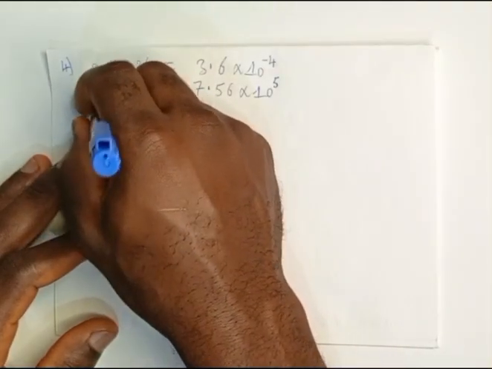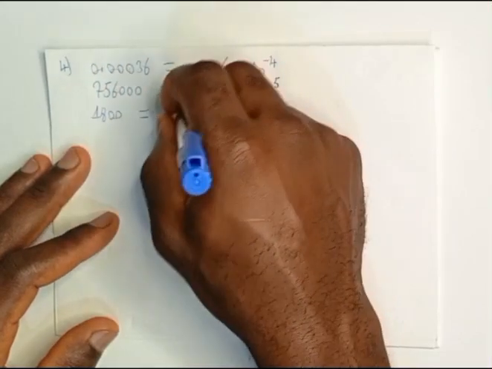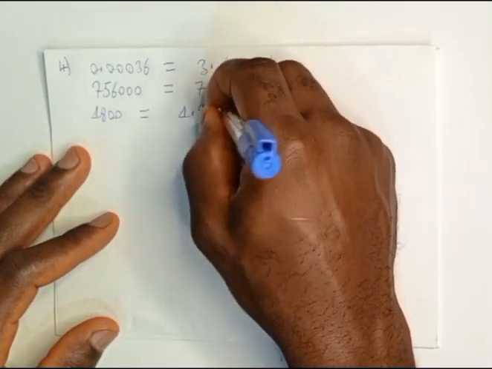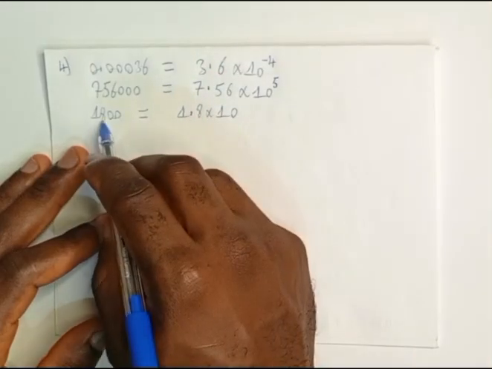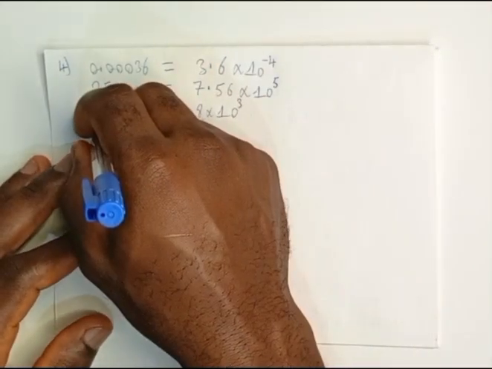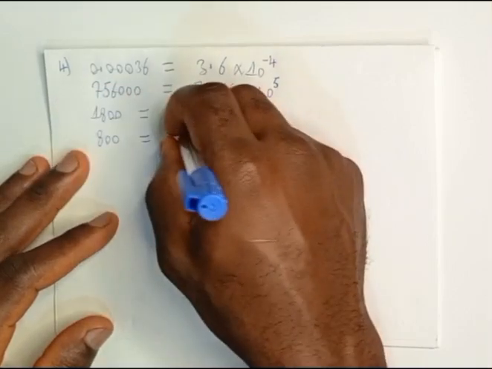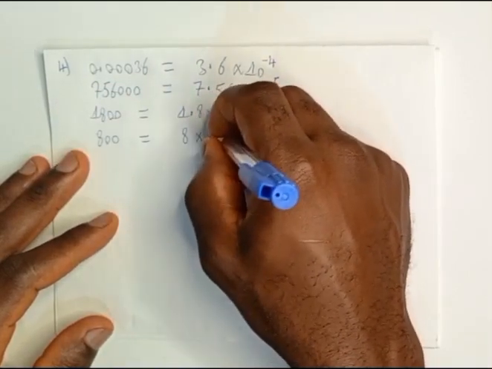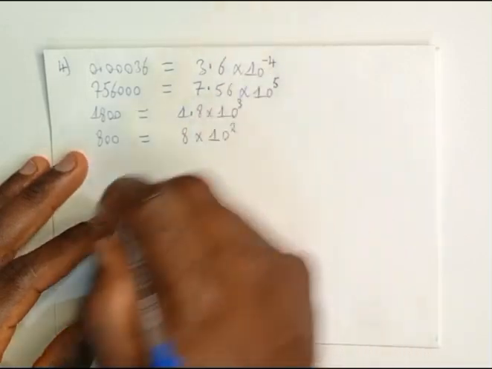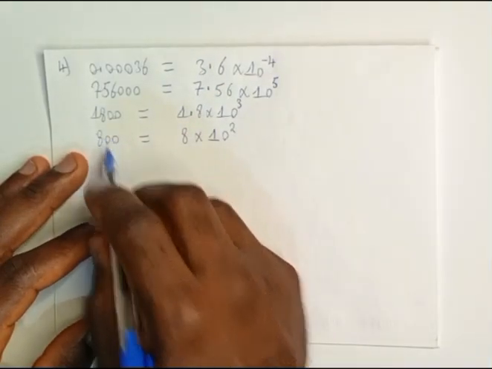We go to the next number, we have 1,800. In standard form, it is simply 1.8 times 10 to the power 1, 2, 3. For the next number, we have 800. In standard form, it is simply 8 times 10 to the power 2. If we fix a decimal point after 8, we are left with 2 digits.